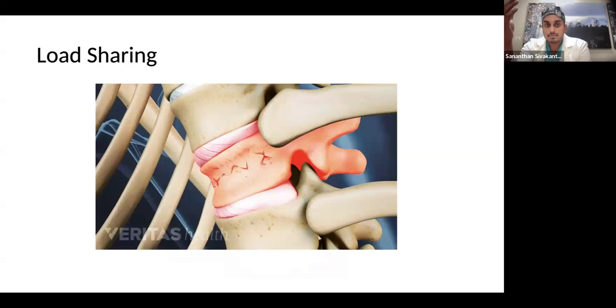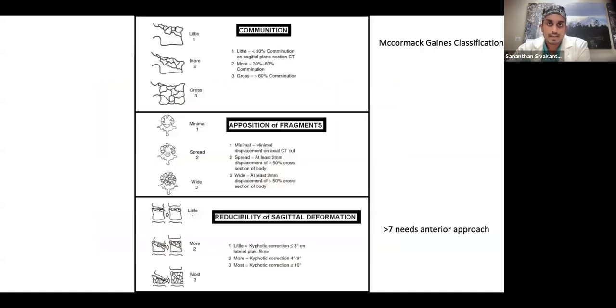So the question becomes, in trauma, how do you quantify load sharing, and how do you define what patients would need anterior column support? And this is where the McCormack-Gaines classification comes into play. They looked at comminution, apposition of fragments, and reducibility of sagittal deformity, and formed essentially this quantification scheme. The more comminuted, the less opposed, and the more kyphotic deformity, the more likely someone would need an anterior approach. Numerically, a score of greater than 7 would require an anterior approach.